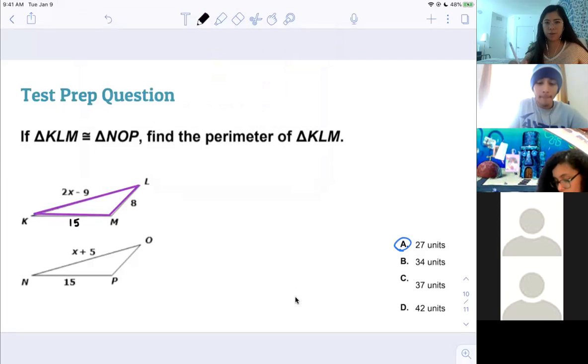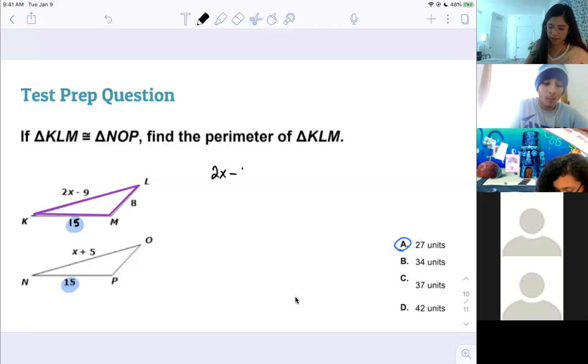How do I already know that one's 15? Because of the other triangle, triangle NOT. Perfect. They're congruent. So then, in order to find my missing side, I need to do what? Find x, exactly. So I'm going to make my equation. 2x minus 9 equals x plus 5. Here we go, let's solve.